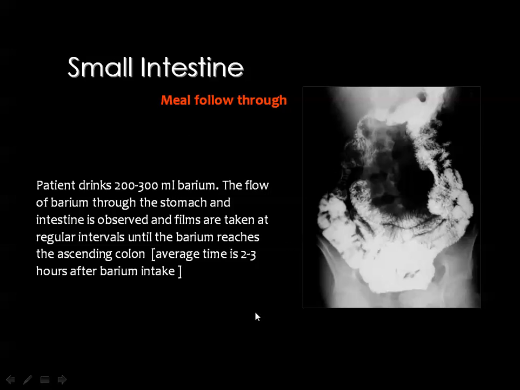through. And by this examination, we usually let the patient drink about 200 to 300 milliliters of barium fluid, and we trace the flow of barium through the gastrointestinal tract either under fluoroscopy or by taking serial films to ensure adequate opacification of the whole small intestine, starting from the stomach, ending by the terminal ileum and the ascending colon.